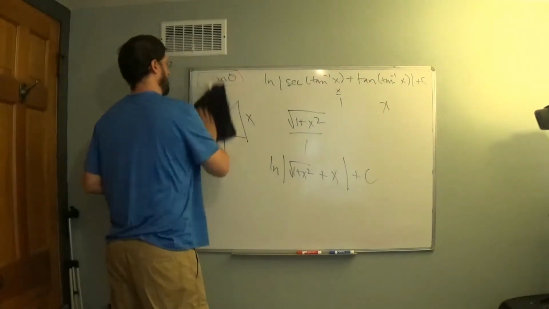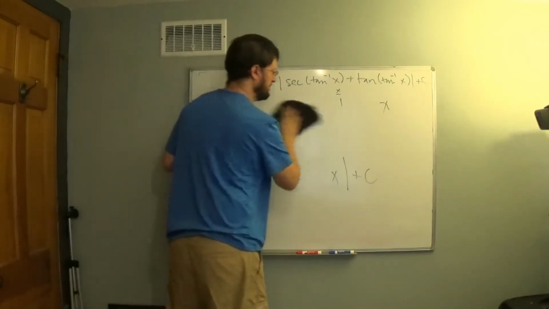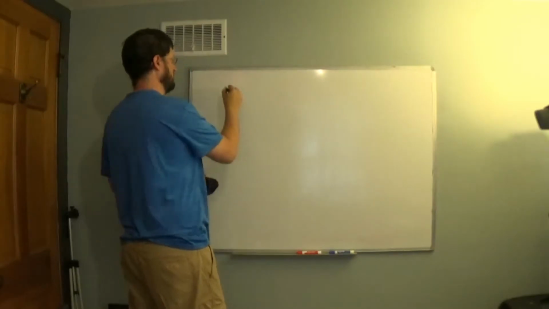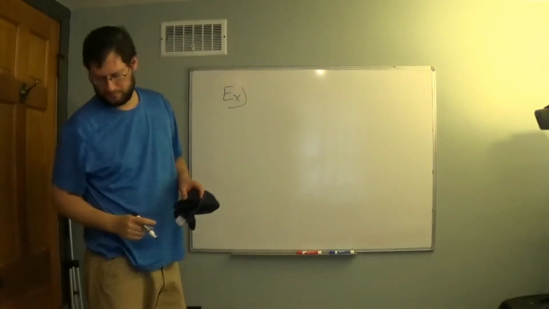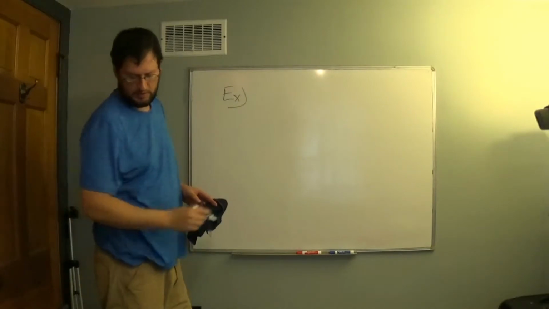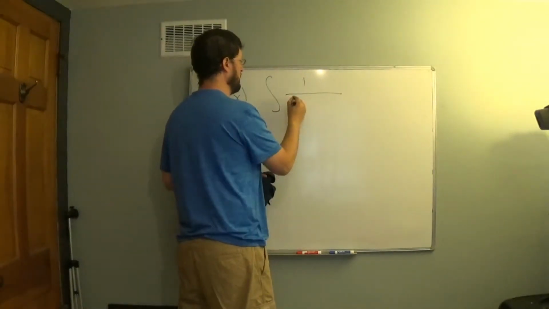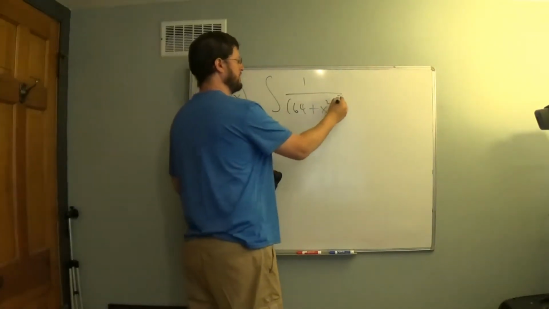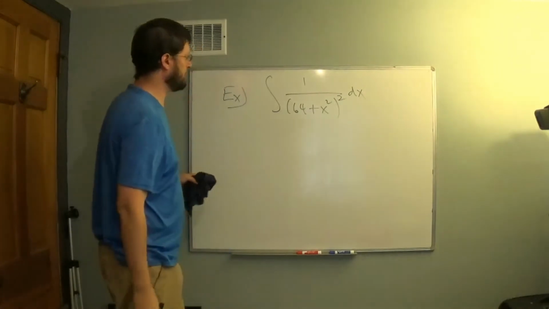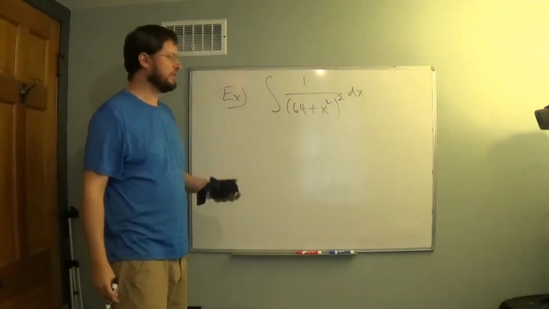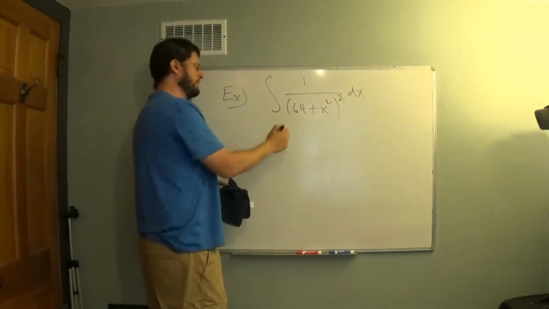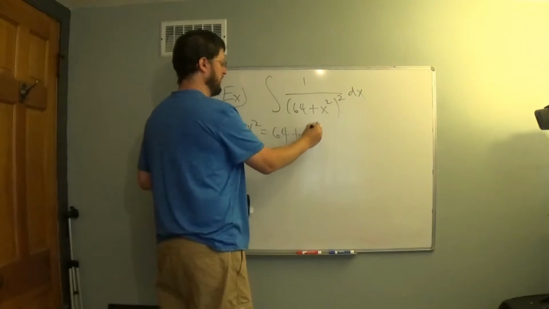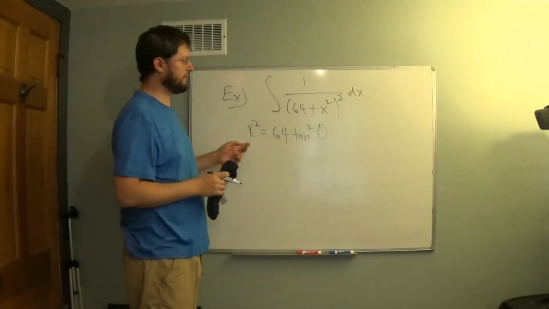Okay, let's look at another one. We'll look at integral of 1 over 64 plus x squared dx. Again, we see a plus, which indicates tangent substitution. Because of this 64, I need x squared to be 64 tan squared, so that in the next step we'll be able to factor out a 64.